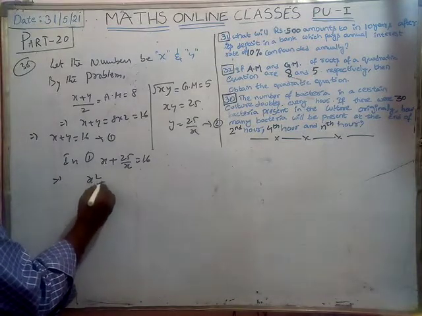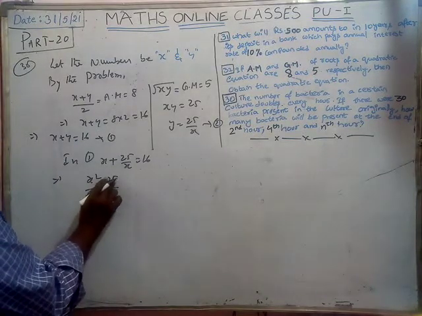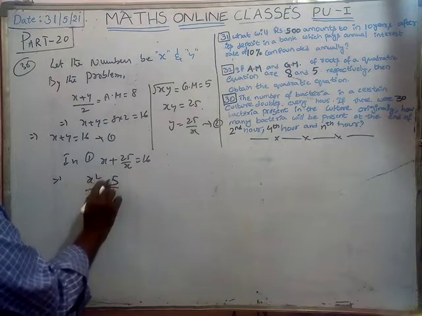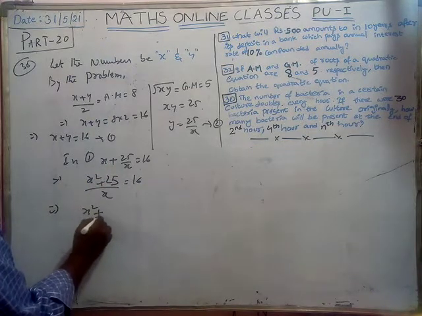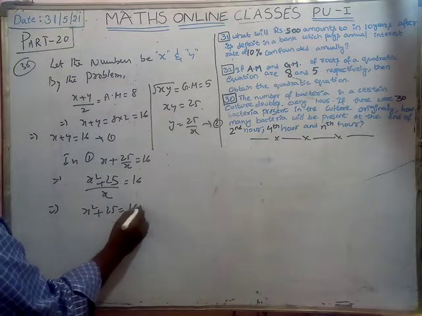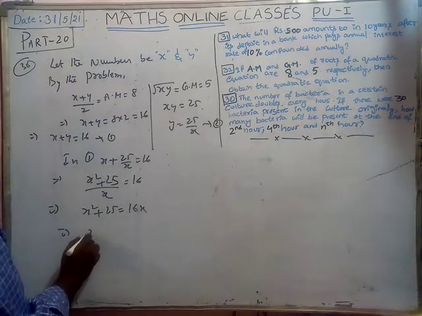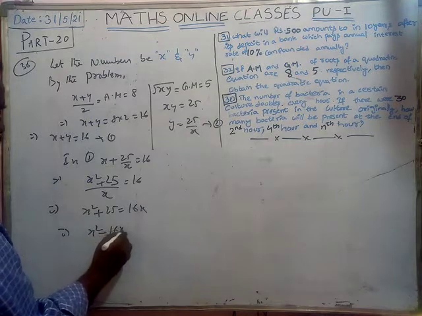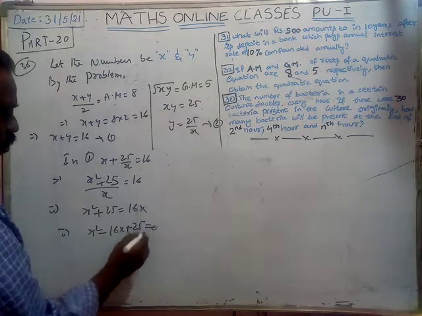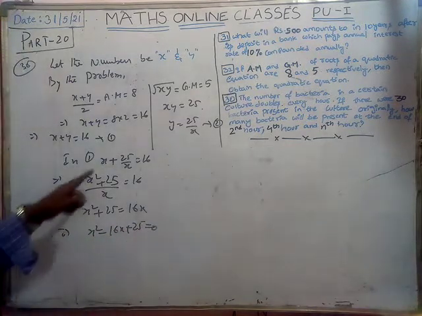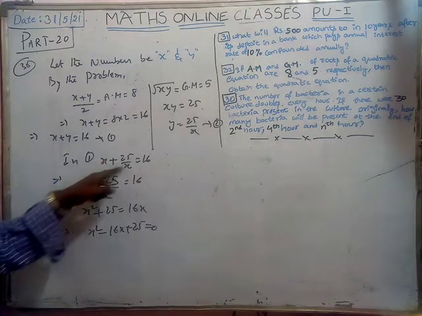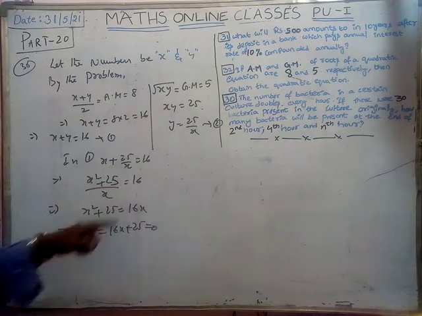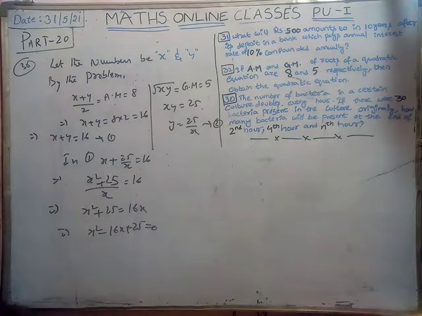That implies x square plus 25 by x is equal to 16. That is, x square plus 25 is equal to 16x. That implies x square minus 16x plus 25 is equal to 0. You see that? Here the LCM is x, into x square plus 25 by x total, x and 16, 16x. It comes to this.